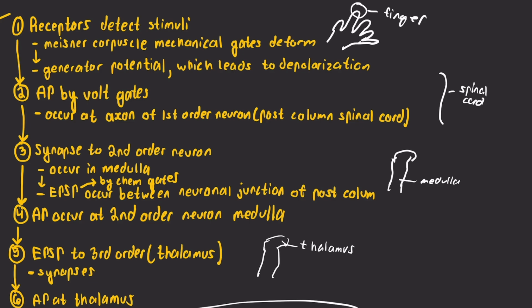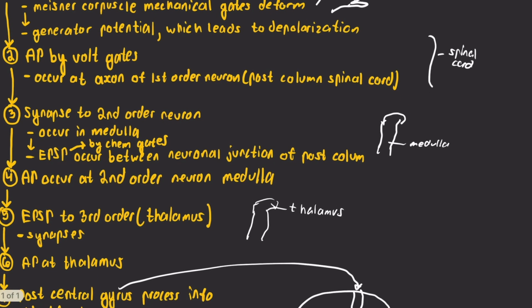Once it happens at the medulla and it synapses there, we will have an excitatory postsynaptic potential occurring, and that will happen by the opening of chemical gates. So there are different gates being used in order to perform these physiological steps in our brain. Now this excitatory postsynaptic potential has occurred between the neuronal junction of the posterior column of the spinal cord, which is our first order neuron, and our second order neuron, which is the medulla.